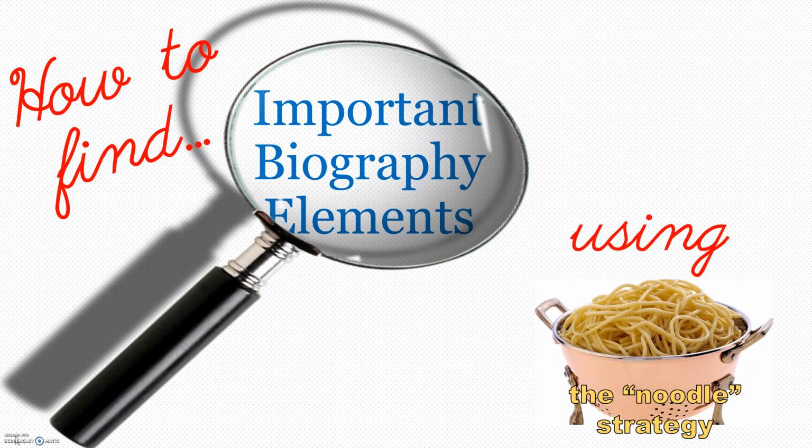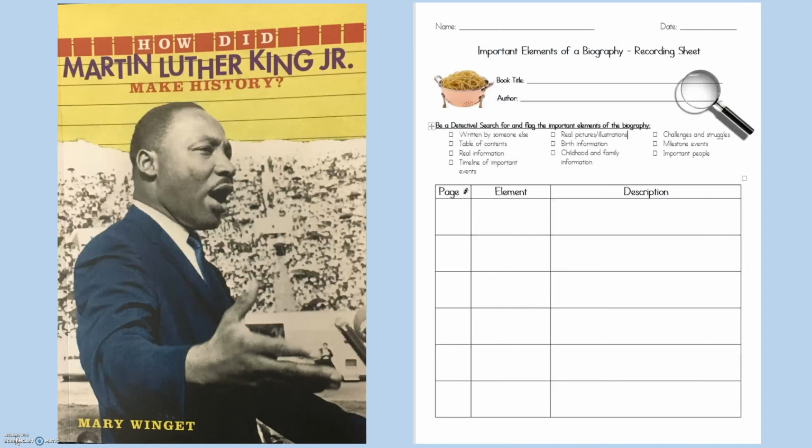Now I'm going to model for you how to find important biography elements using the noodle strategy. Remember, the noodles are the important biography elements that we need to understand what the biography is about. They're the important things that we're looking for. To do this, I'm going to use the biography, How Did Martin Luther King Jr. Make History by Mary Winget. I'm also going to use my important elements of a biography recording sheet.